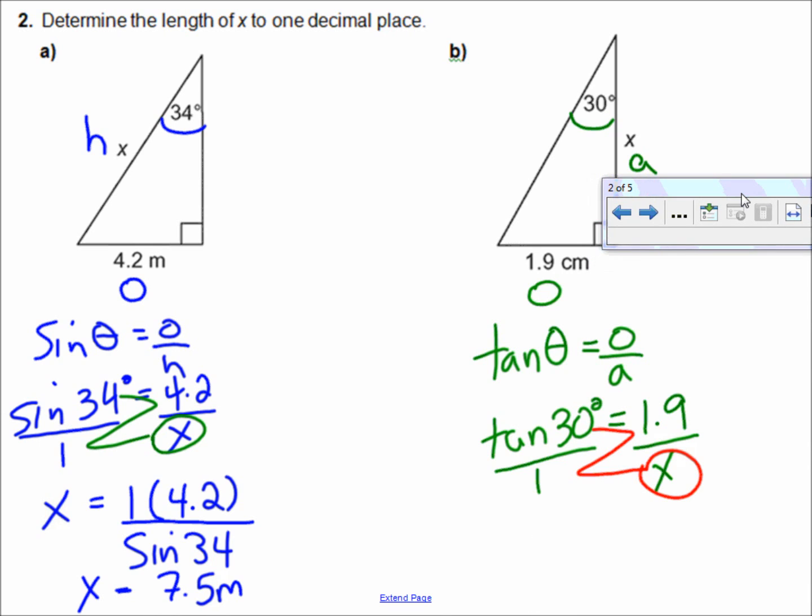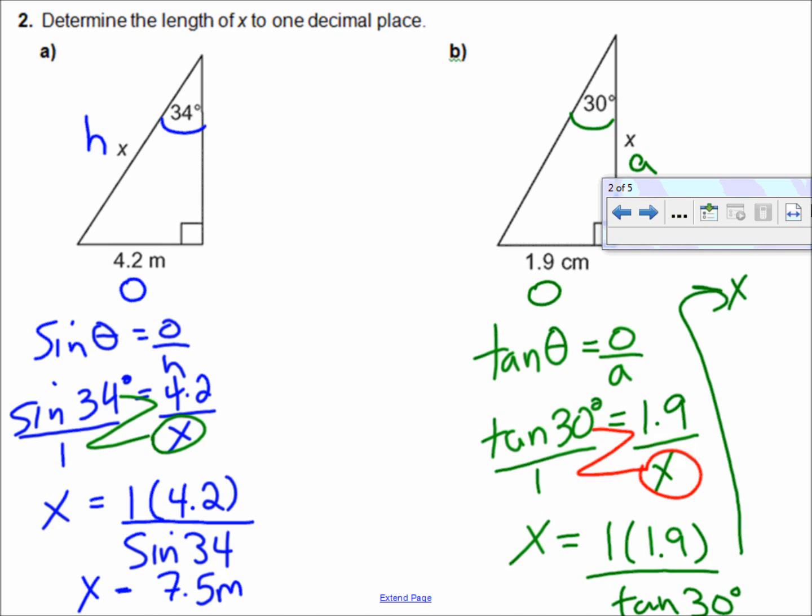Pretty sure it's 1.1. Okay, I'm just going to write a step here so that I don't lose people, okay? So x equals 1 times 1.9 divided by tan 30. I'm going to have to come up here. I apologize. X equals. Did everyone else get 1.1 that Aaron got? So 1.9 divided by tan 30.